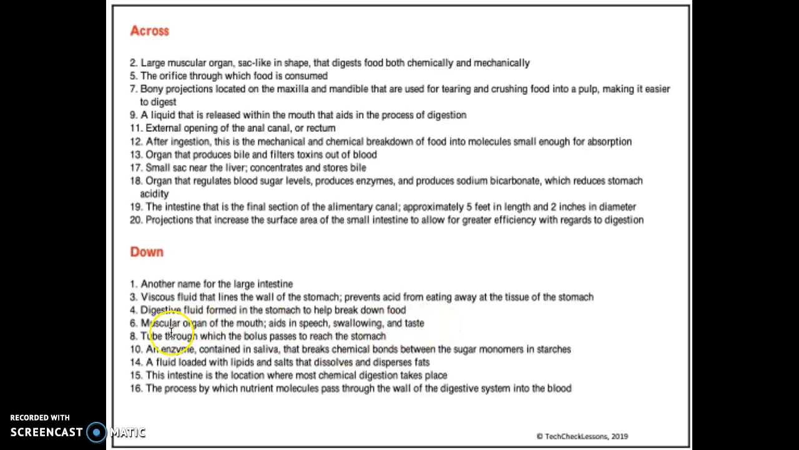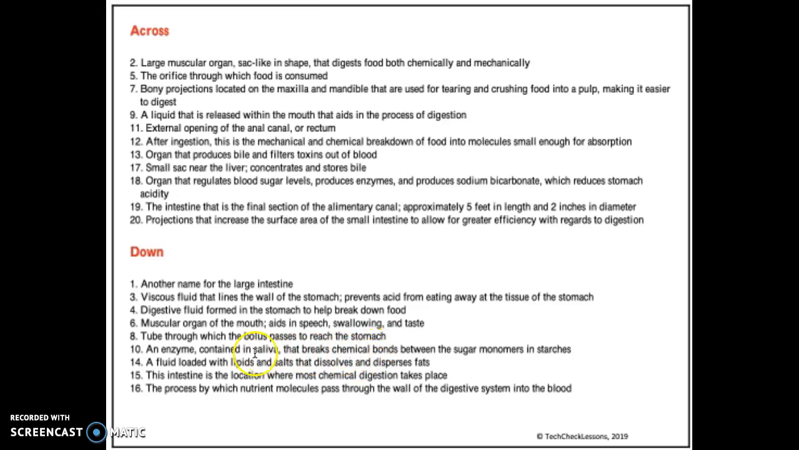Number 8, tube through which bolus passes to reach the stomach. So the bolus is actually what is remaining after you chew your food. You know, that little substance, very easy to swallow, that is actually known as the bolus. And the tube through which it passes is known as the esophagus. That's spelled esophagus. The esophagus is connected to our stomach, and that's where it goes through.